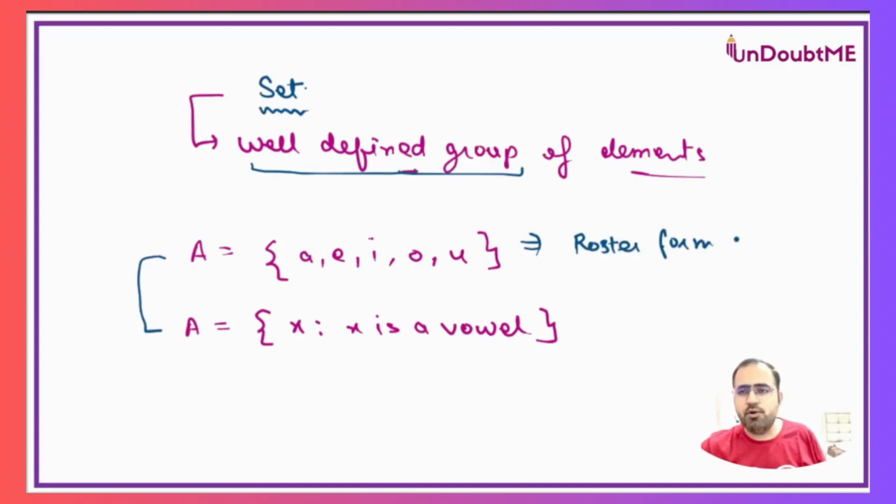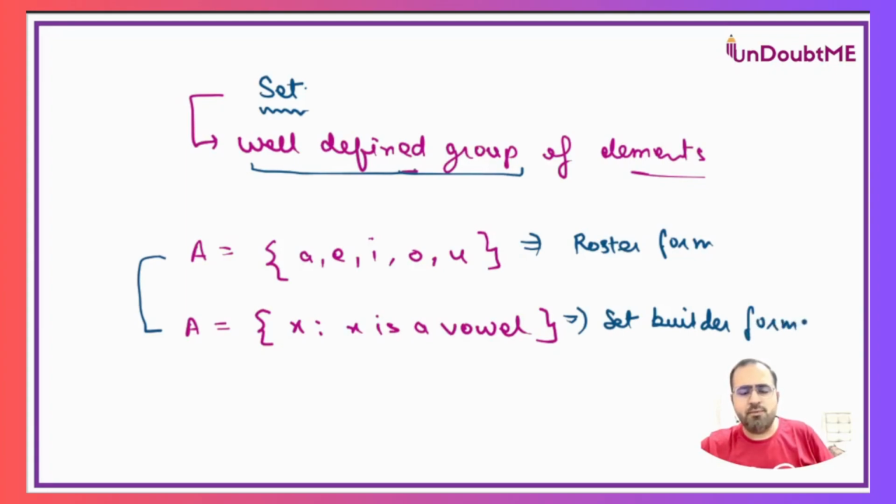Let's say you have a team of artists. If you are revealing their names, let's say 10 artists who are working under me, then that will be a roster form. But if you're just saying that I have a team of 10 artists who work under me, then that will be a set builder form. So the second one is called a set builder form.